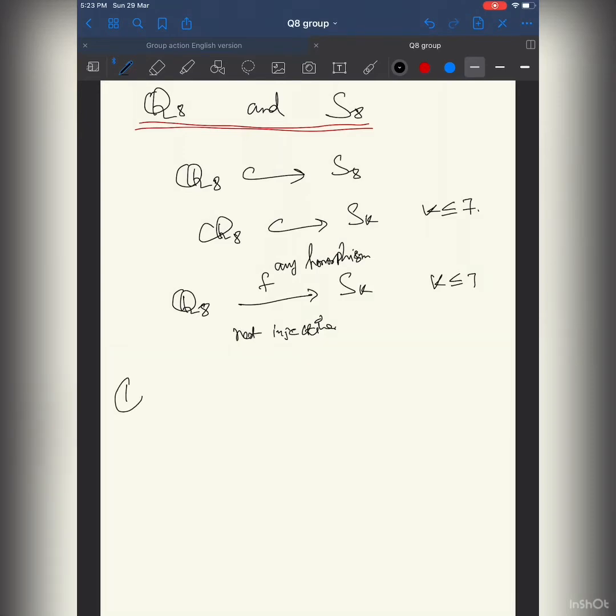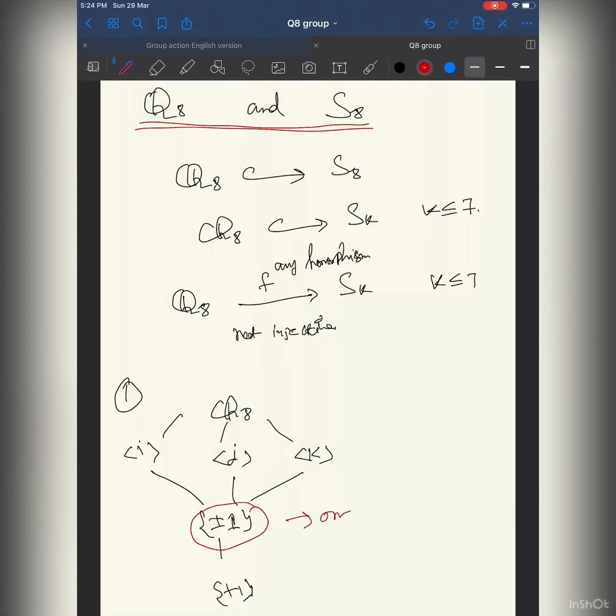The first fact: recall the subgroup lattice of Q8. If you don't see it, I have uploaded a video introducing the group Q8; watch that and then you can understand. There I explained everything: the group generated by i, the group generated by j, the group generated by k. This is the subgroup lattice. There is exactly one subgroup of order 2.